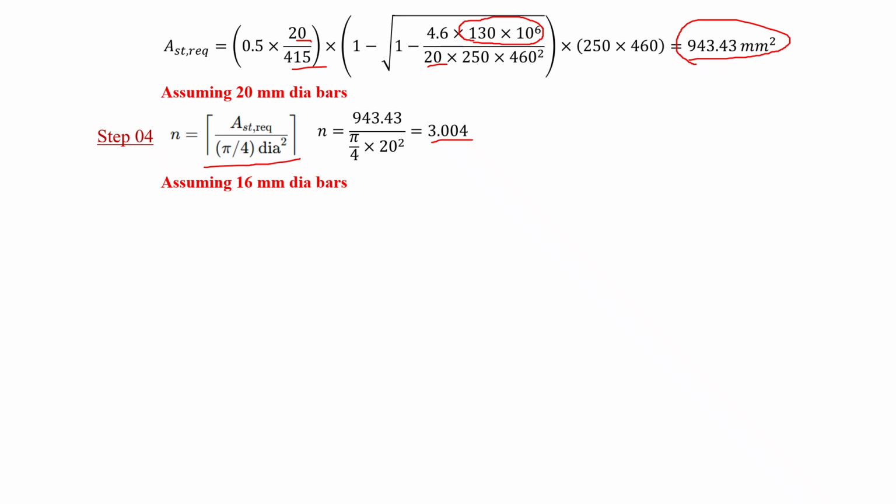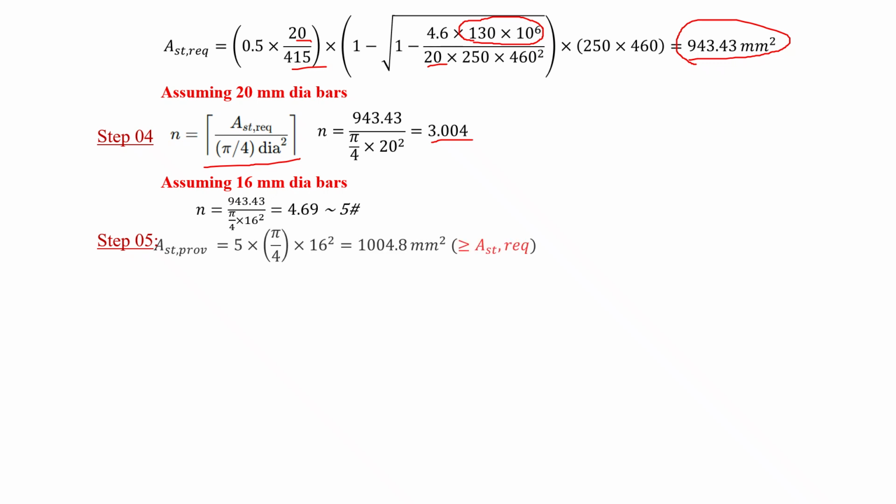To avoid that, let us take another diameter of bars. Let us consider 16 mm dia bars. Now I am repeating the same steps. Area of steel required divided by pi by 4 into 16 square, which is giving me 4.69. If I round it to 5, then it is sufficient. Now in step 5, I need to compare the area of steel provided with respect to area of steel required. We got 5 bars. We are providing 5 bars of 16 mm dia. So this is giving me an area AST of 1004.8 mm square, which is greater than AST required. So this will be safe.